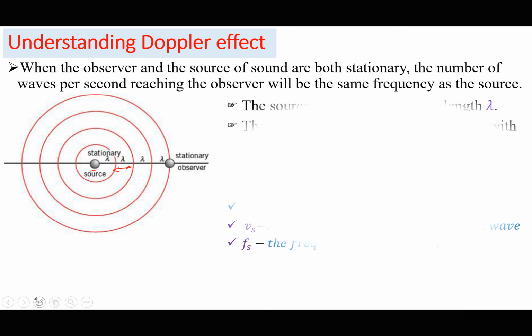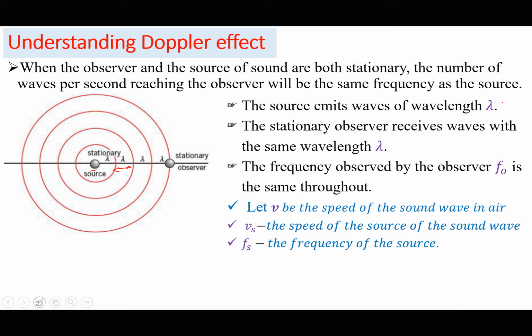Let's assume the source emits waves of wavelength lambda. Whenever you see lambda, it is the wavelength of the source. Then the observer in this case is going to observe waves which have the same wavelength lambda, because the observer is stationary and the source is also stationary. Then the frequency observed by the observer, which I'll always call f naught, is going to be the same throughout.